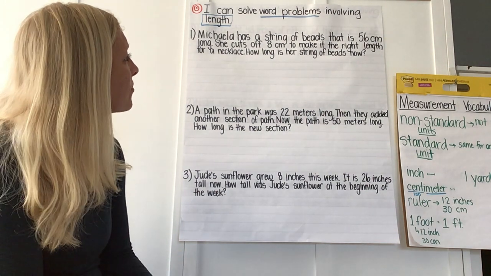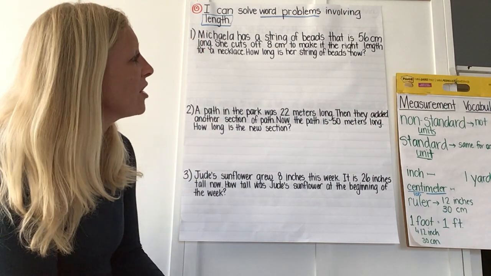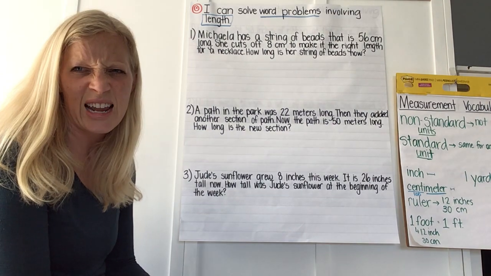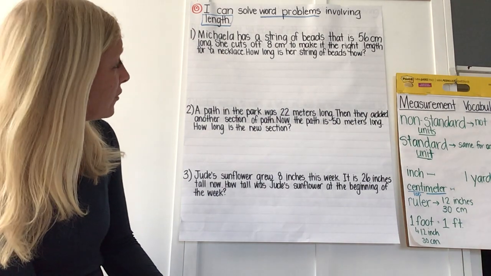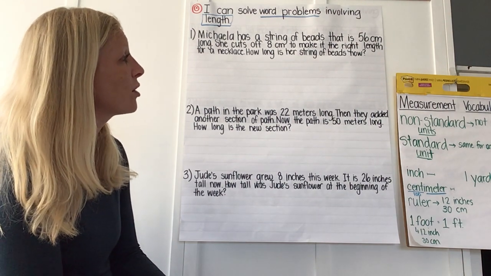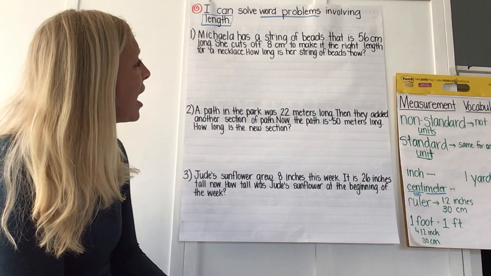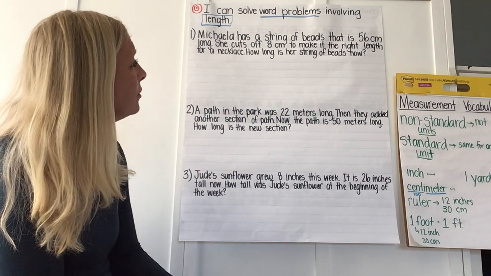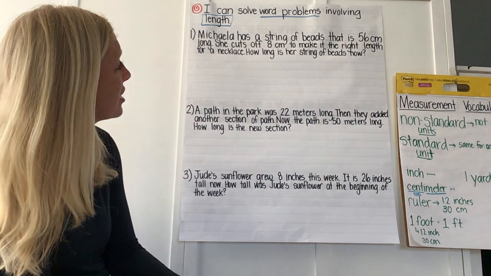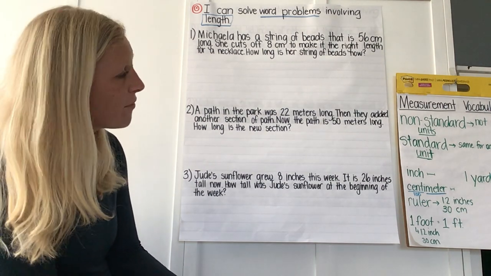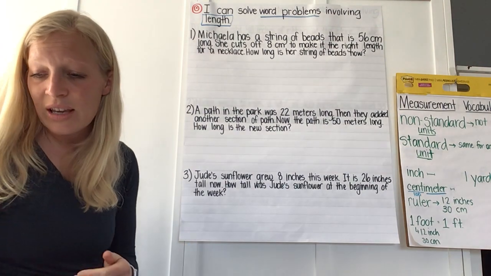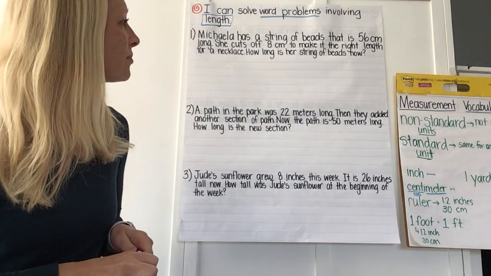Here's our first problem. Michaela has a string of beads that is 56 centimeters long. Yesterday we did a lot with inches. Today it's centimeters. She cuts off 8 centimeters to make it the right length for a necklace. How long is her string of beads now?